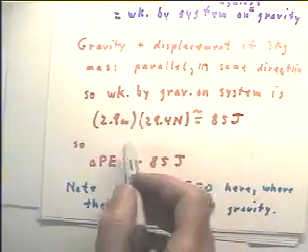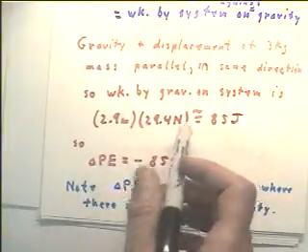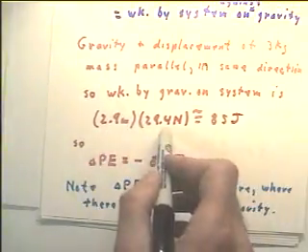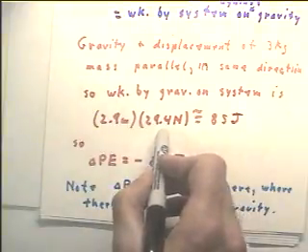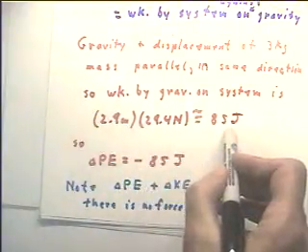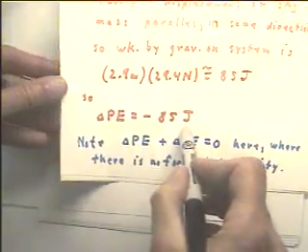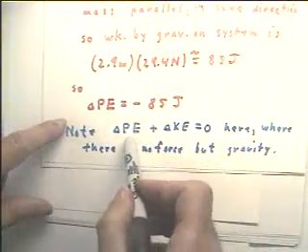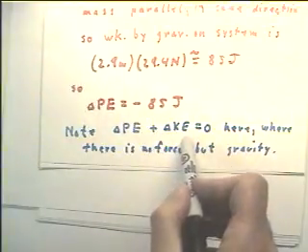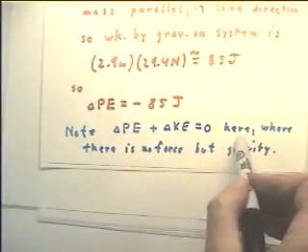Okay, so the work done by gravity on the system, we very quickly calculate to be the 2.9 meters times the force exerted by gravity, 29.4 newtons, or 85 joules. So the change in potential energy is negative 85 joules, and we note that the change in potential plus the change in kinetic energy is 0 in this case.